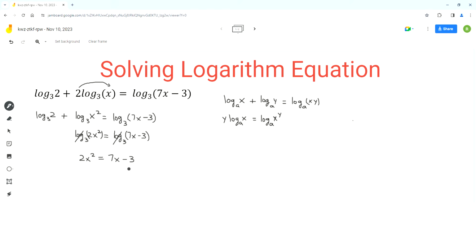So the first thing we have to do is move all the terms to the left side of the equation and set it equal to 0. So we can start by subtracting 7x from both sides. So the 7x on the right side cancel each other out, and we get 2x squared minus 7x equals negative 3. Now we can add 3 to both sides. So the 3's on the right side cancel each other out. So we get 2x squared minus 7x plus 3 equals 0.